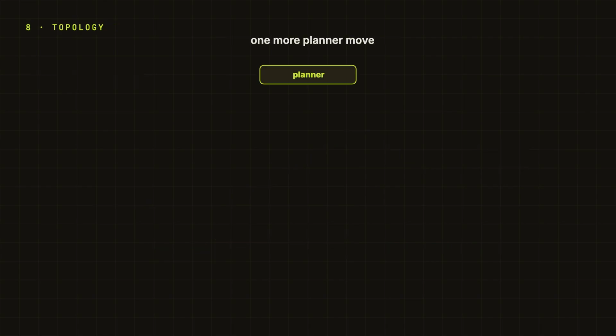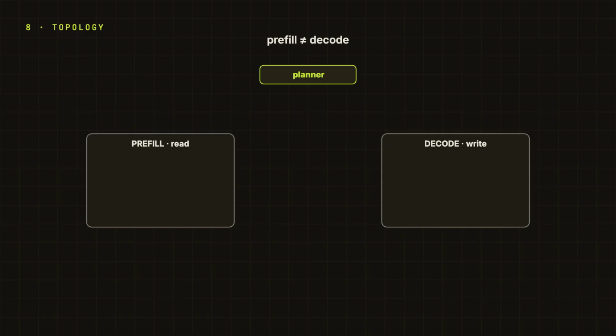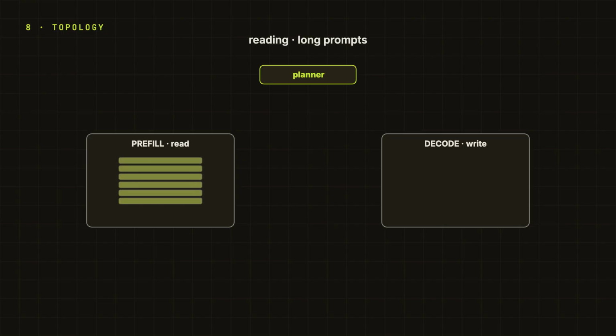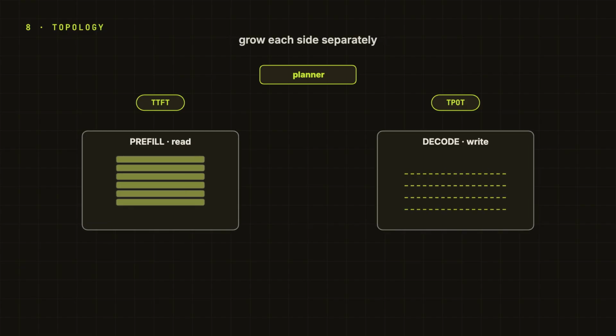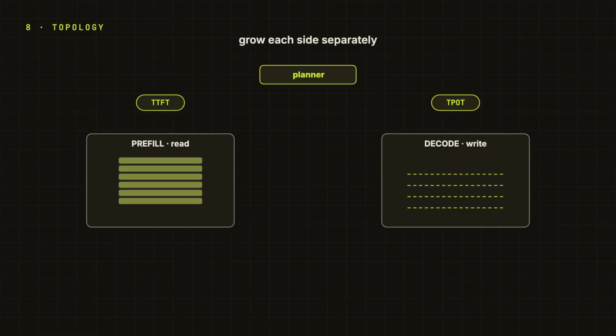So here is one more move the planner has, and it's a big one. Remember, prefill and decode want completely different things from the hardware. Long prompts pile up on the reading side, long answers and lots of streams pile up on the writing side. So "slow" isn't one problem. Is it slow to start reading, or slow to keep writing? Different problem, different fix. And a good planner can grow those two sides separately.